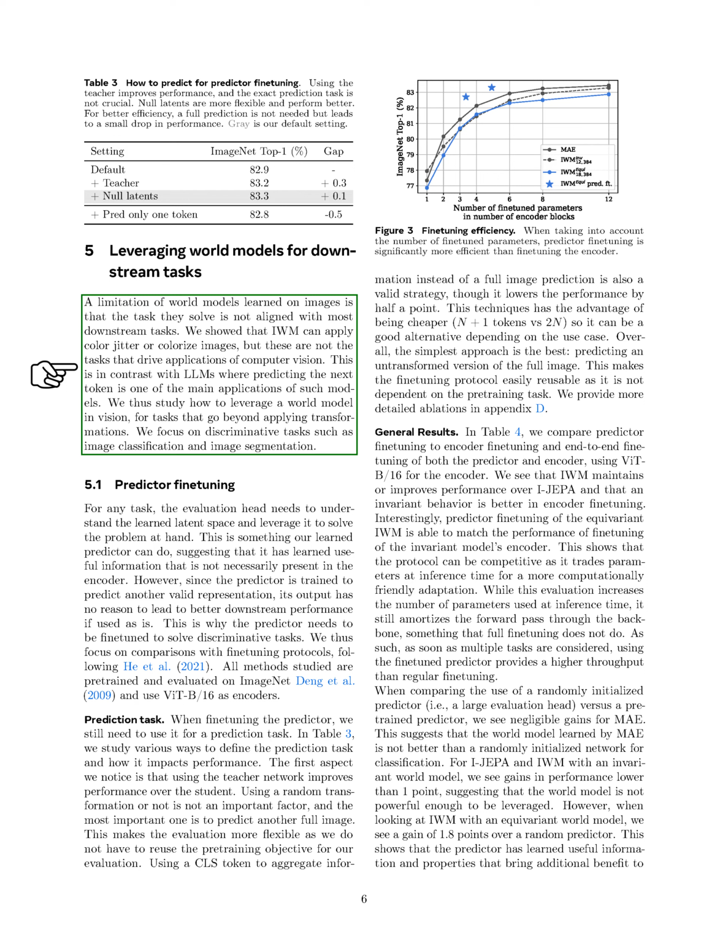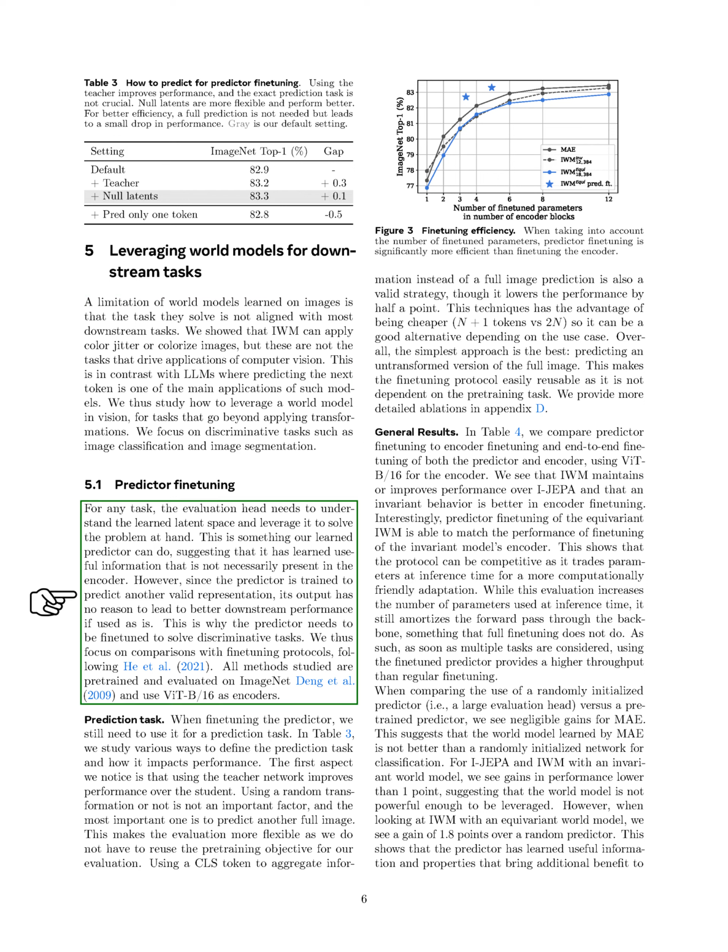Section: Predictor Fine-Tuning. In this section, we delve into the process of fine-tuning the predictor for various tasks. We've discovered that for any task to be effectively tackled, the evaluation head must be adept at interpreting the learned latent space and utilizing it to address the problem. Our findings indicate that our predictor has indeed grasped valuable insights not inherently present in the encoder. However, the predictor's primary training objective, which is to forecast another valid representation, doesn't directly translate to enhanced performance in downstream tasks. This necessitates the fine-tuning of the predictor for discriminative tasks, prompting us to compare different fine-tuning protocols.